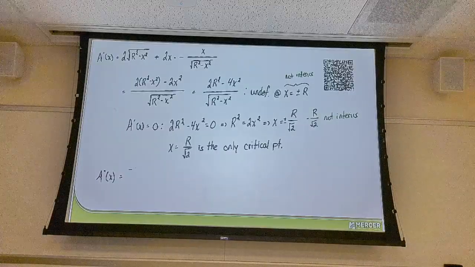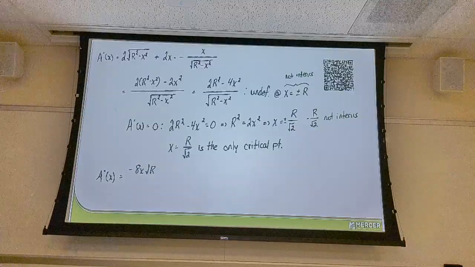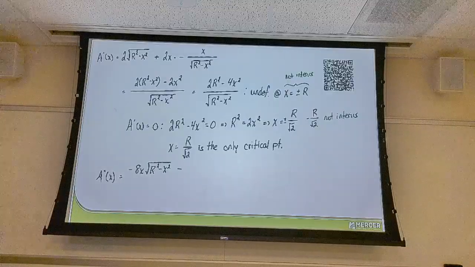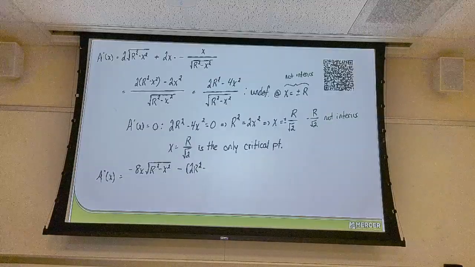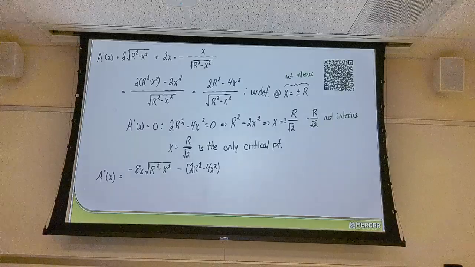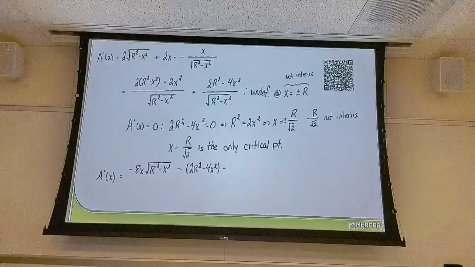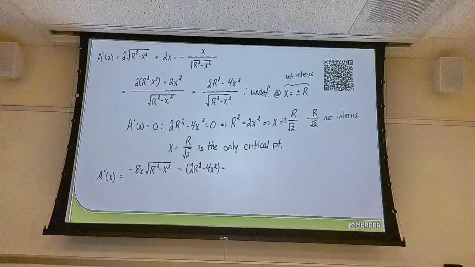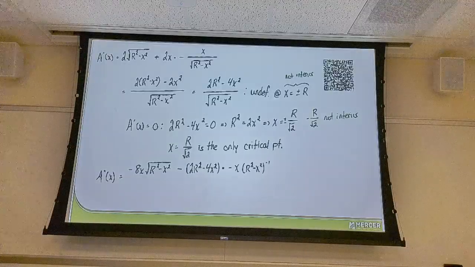We're going to have negative 8x times that square root, minus that times the same thing. It's going to be what? Negative, times negative x times r squared minus x squared to the minus 1/2.